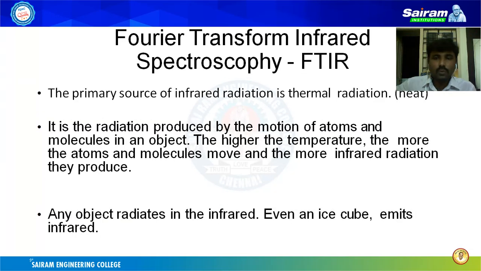The primary source of infrared radiation is thermal radiation. It is the radiation produced by the motion of atoms and molecules in an object. The higher the temperature, the more the atoms and molecules move and the more infrared radiation they produce. Any object radiates in the infrared, even an ice cube emits infrared radiation.